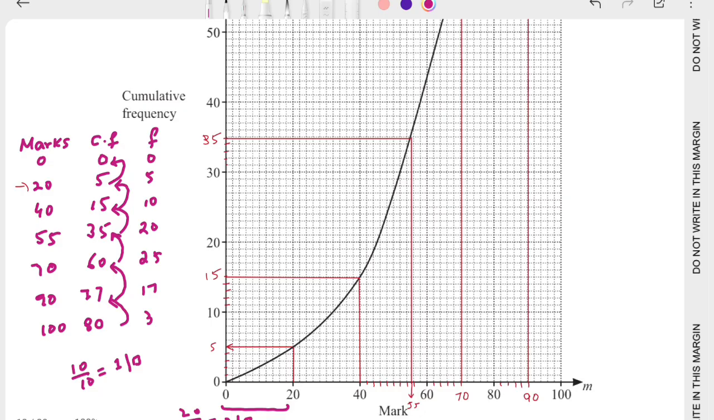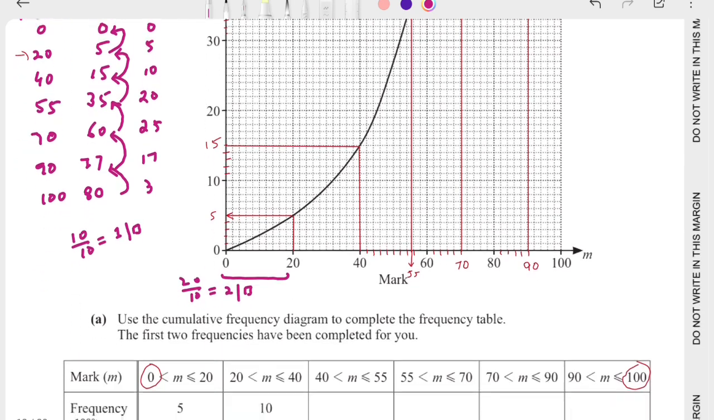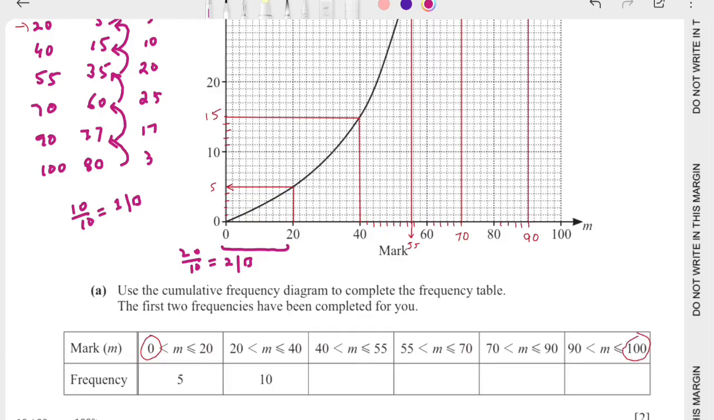Students, remember one thing: whenever you have to find out frequencies from cumulative frequencies, you have to subtract the previous value from the next one. Now in this way we can complete a table as well. So after 10 we have to write 20, then 25, then 17, and then 3.